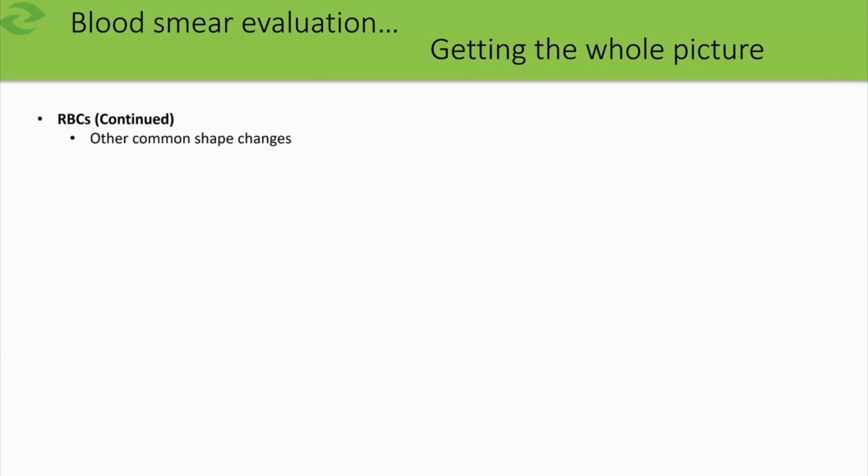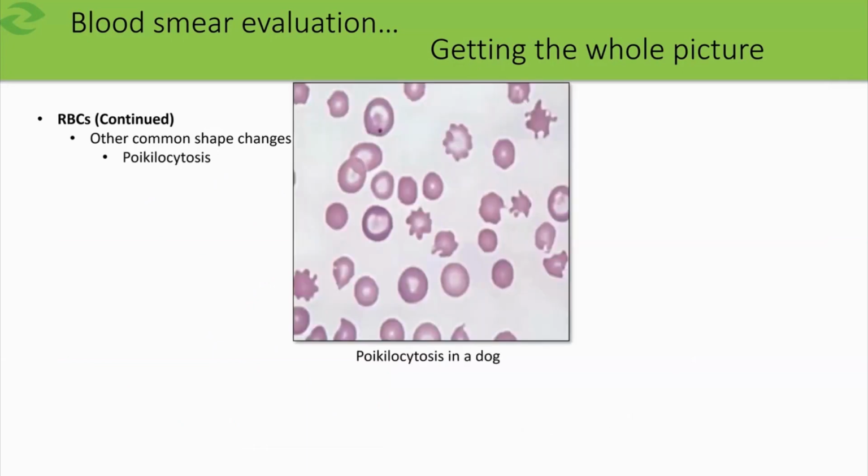Other common shape changes. Poikilocytosis is really a general term for abnormal red blood cell shape. Sometimes it's used when the cells really just don't fit into any known category. So yeah, kind of an acanthocyte, but not really, and kind of not really an echinocyte.